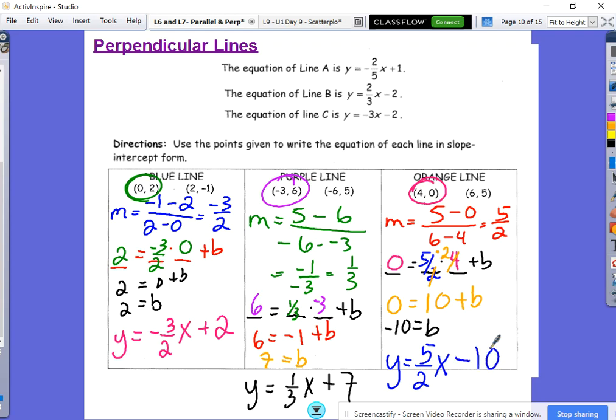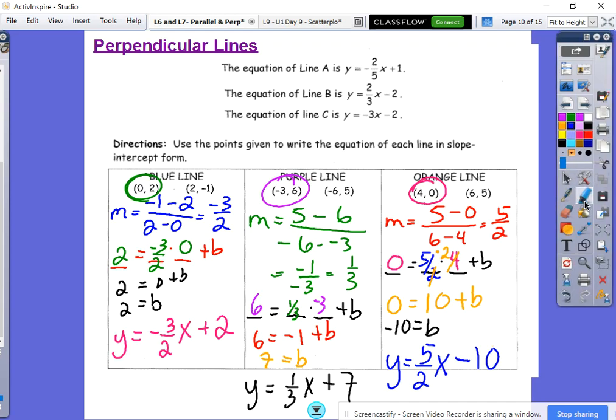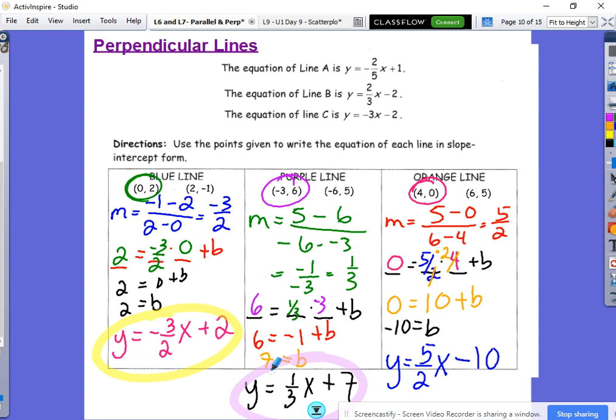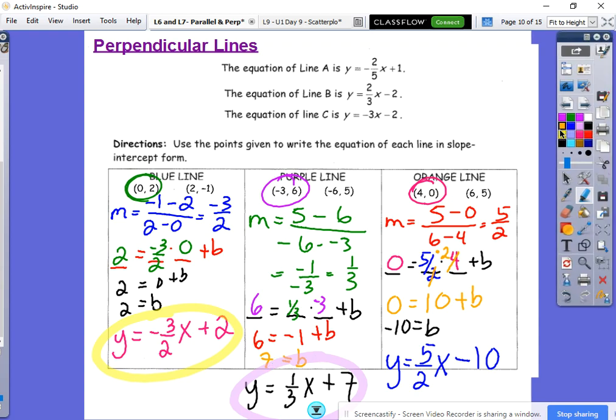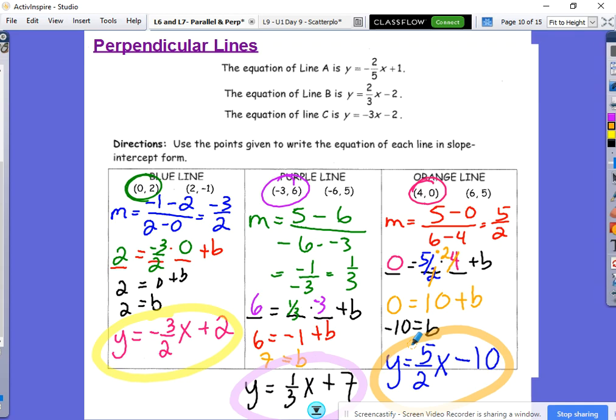So very important that we are able to find those three equations, because if we can't find the equations, then we have no way of comparing them. So equation number 1 right there, equation number 2, that's our purple line, and our orange line is this one right here. Okay, so very important that we're able to do that. Now we need to actually compare them to each other.